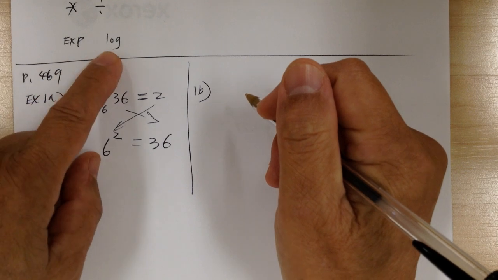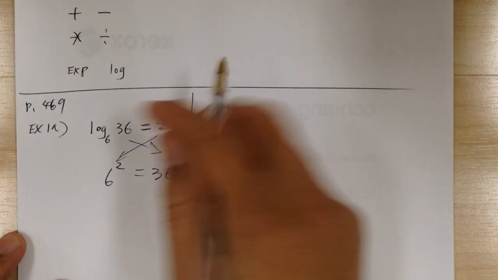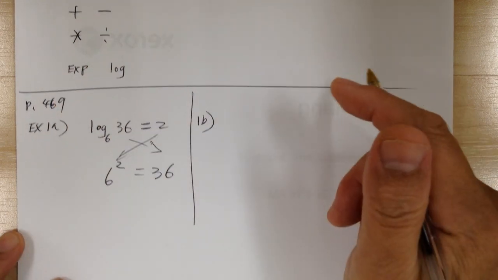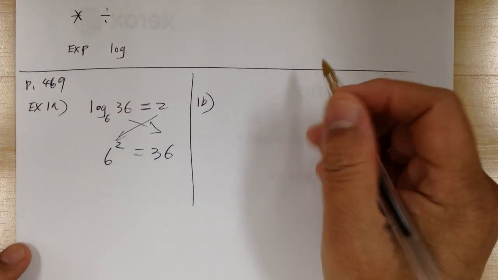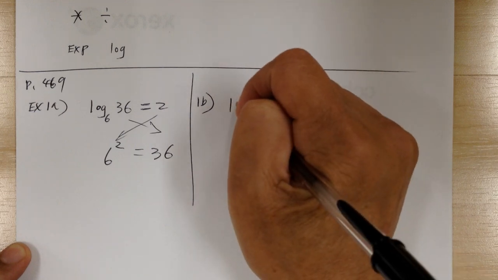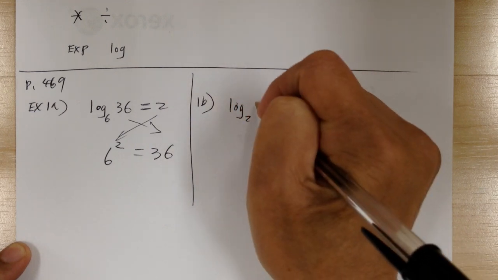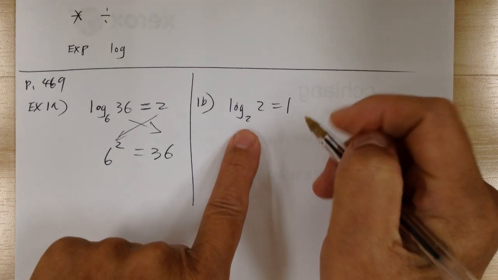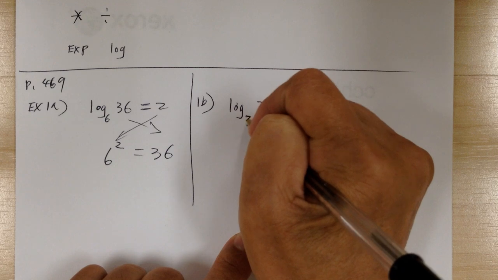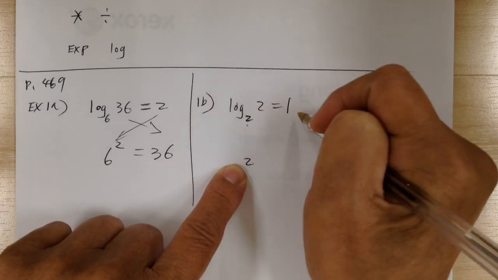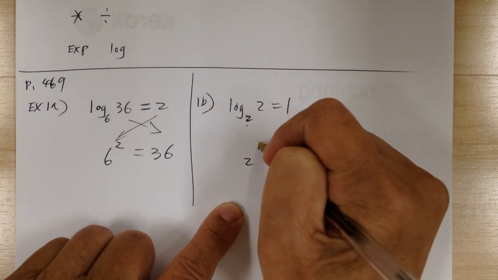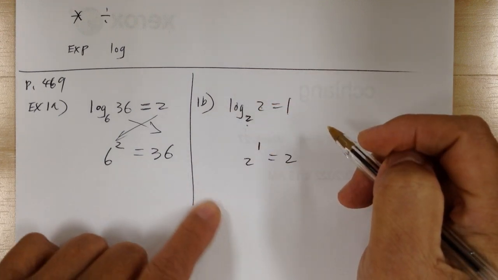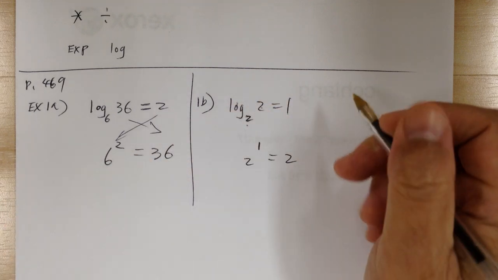Again, exponents and logs are opposite of each other, just like multiplication and division are opposite of each other, and addition and subtraction are opposite of each other. So in 1b, you have log base 2 of 2 equal to 1. Now, to write this in exponential form, the base stays. The base always stays. The base does not move, and these two numbers just switch. So 1 goes over here, and 2 goes over here. So 2 to the 1 equal to 2, or log base 2 of 2 equal to 1.